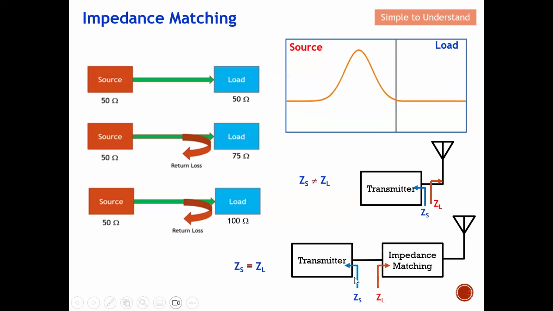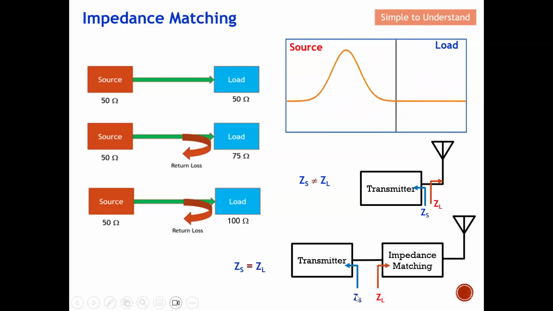Since the impedances are the same, you can imagine that all the power will be able to pass on to the impedance matching and finally to the antenna, and finally radiate out to all the recipients. This is the objective of impedance matching. They actually sit in between the source and the load.